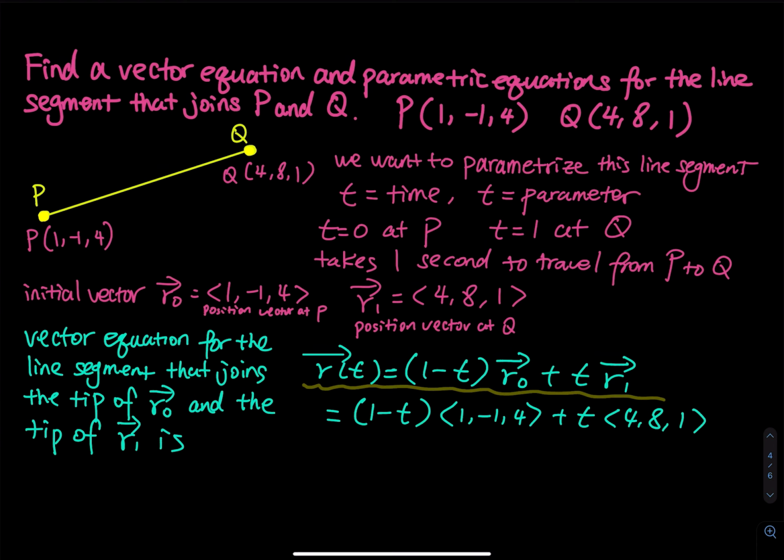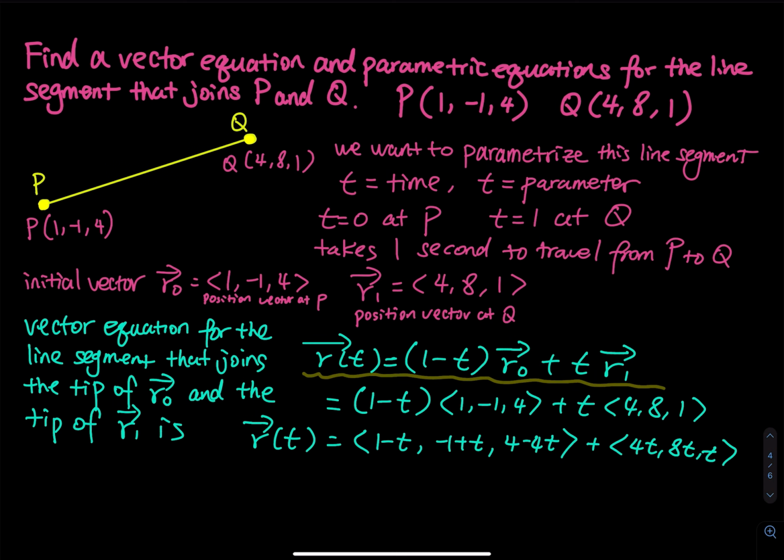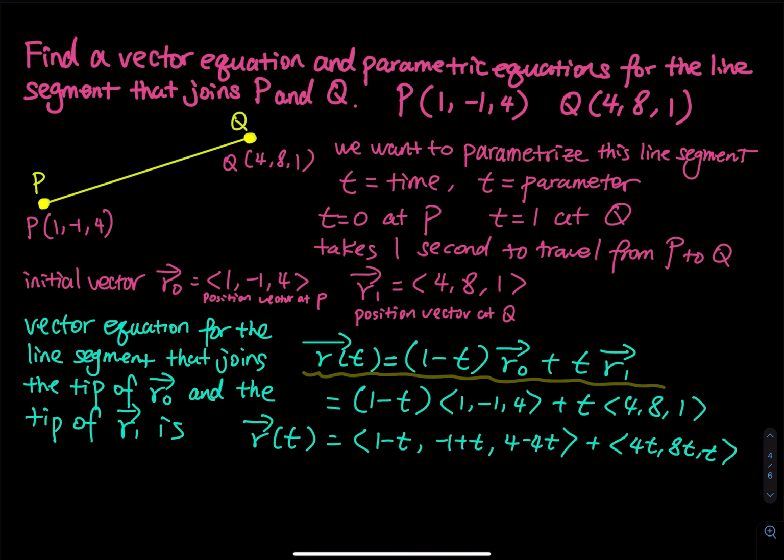Everything that follows is super easy. It works just like a distribution. So vector r of t is equal to, you distribute the (1 minus t), so you have 1 minus t, comma, negative 1 plus t, comma, distributing to the 4, you have 4 minus 4t. And then plus 4t, 8t, and t. All you have to do is add them like that. So 1 minus t plus 4t.